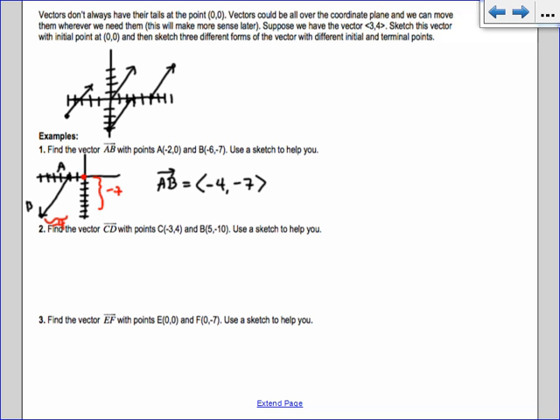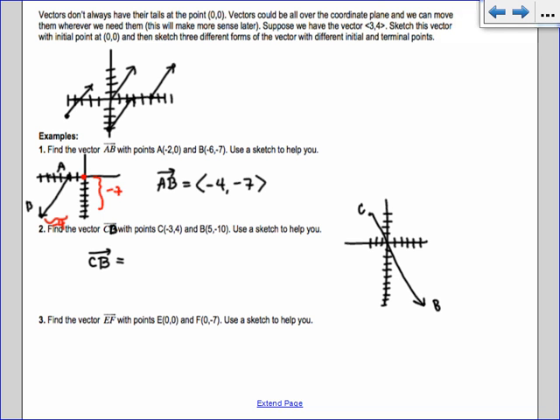Okay, so let's think about what we did to find AB. And let's do it for the next one. So I've made this B, it should be D, it should be CB. So the next one, I want CB. Okay, so if I do the sketch, I have -3, 4, and I have 5, -10. So we're starting at C and going to B.